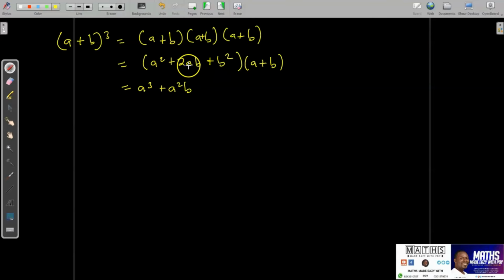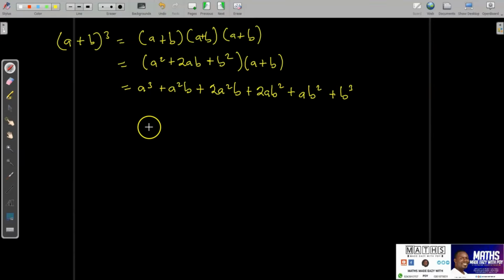Now going to the next, 2ab multiplying a will give us, what answer does it give us? 2a squared b. Very good. Then the next is 2ab multiplying b, which will give us 2ab squared. Then we have exhausted the distribution of 2ab over a and b. Now the third one is b squared multiplying a. That will give us plus ab squared. b squared multiplying b will give us plus b cubed.